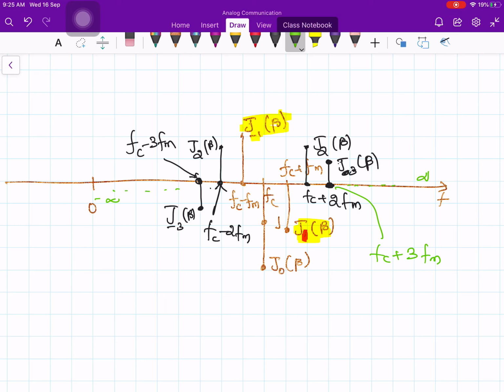Now if you want to find the total bandwidth, what is the bandwidth? The bandwidth will go to infinity. Theoretically speaking, the bandwidth is infinity.